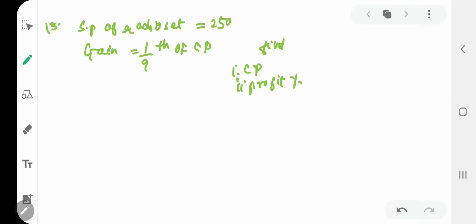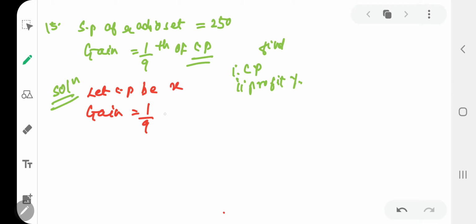Same problem. उसमें सिर्फ CP दिया हुआ था, SP missing था, and we got the SP by unitary method. Here SP is given, CP is missing. Let's start. So we don't have CP, so we will write in our solution, let CP be, do you want to go for X method? Shall I try this problem with X? Yes, let's go for it. Let CP be X. And what will be gain? Gain is given as 1/9 of CP, that is 1/9 of X. So I'll keep it as 1/9 X.